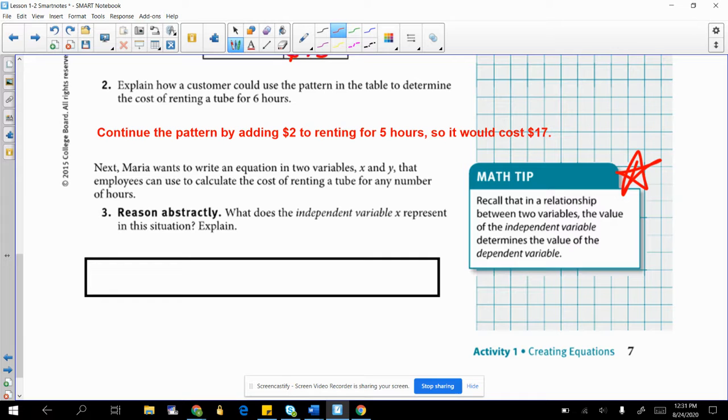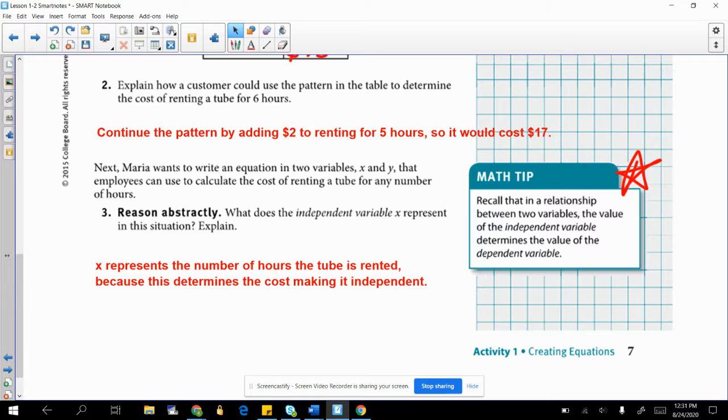it says, recall that in a relationship between two variables, the value of the independent variable determines the value of the dependent variable. So hopefully you guys have heard of these terms before in either another math class or maybe even a science class. And it says here, what does the independent variable x represent in this situation? Okay, so in this case, when talking about our tube rental, the x is going to represent the number of hours the tube is rented, because this will determine the cost, which is why it is the independent.